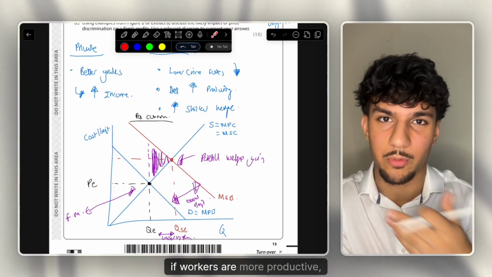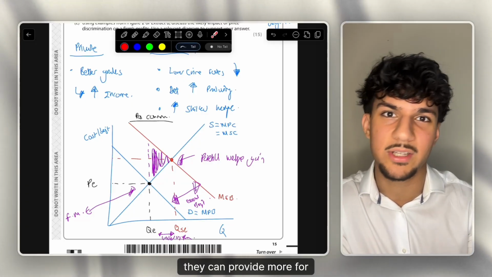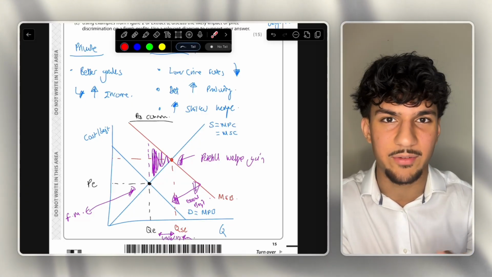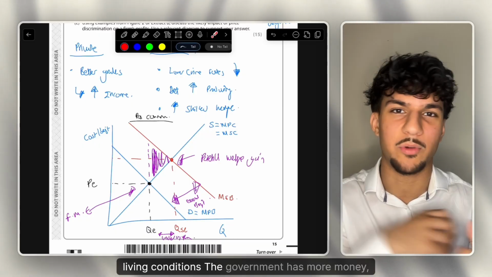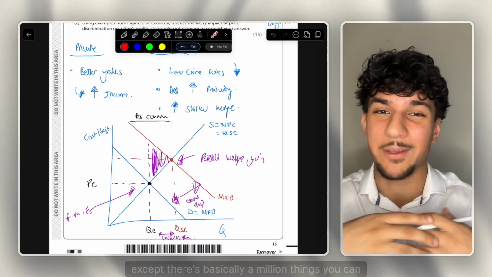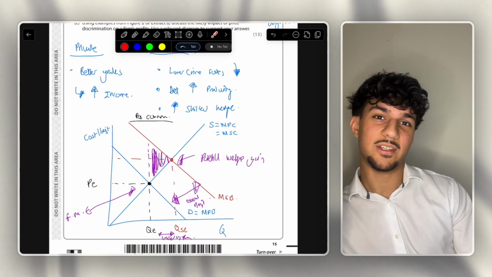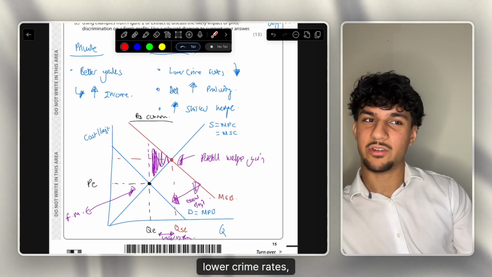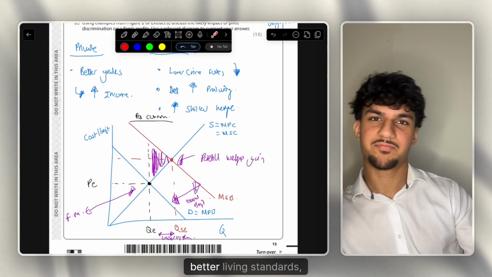If workers are more productive, they're more skilled. They can provide more for their family, better living conditions. The government has more money, they can invest, etc. There's basically a million things you can say. More education, lower crime rates, better living conditions, again, better living standards, just good stuff.